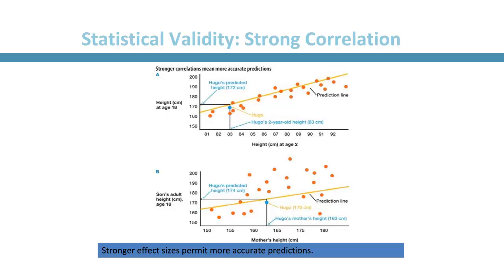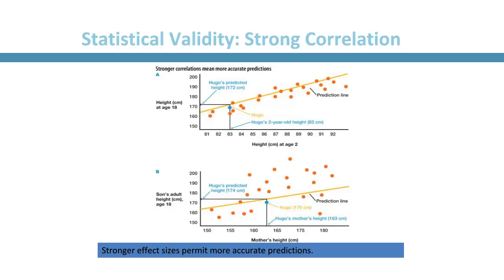Here they're talking about the participant Hugo. When Hugo was 2 years old, he was 83 centimeters, and that's his x value. Then at age 18, he was 172 centimeters. So you go up, and you plot his height right there. He's that little blue dot. That's how you get all of these dots on here that give you a sense of the overall correlation.